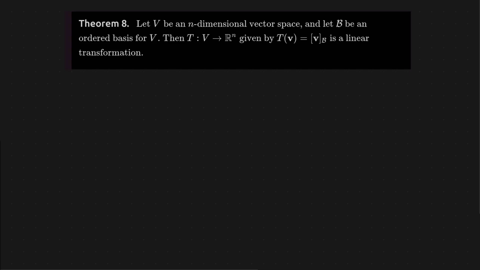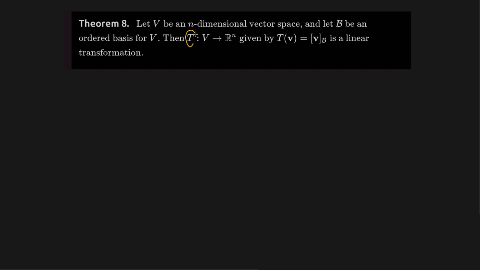Let's take a look at an important theorem here. This theorem is going to show that a particularly important linear transformation is a linear transformation. So let's let V be an n-dimensional vector space. Let's let B be an ordered basis for vector space V.